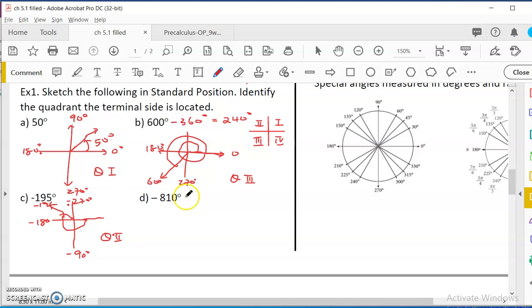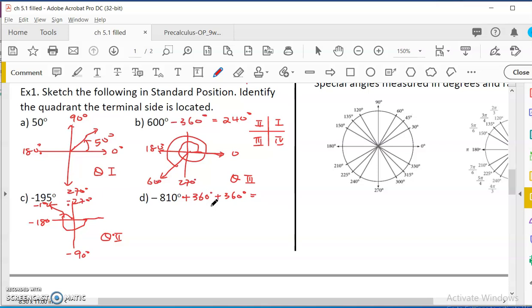Negative 810, that is a lot of negative rotating. I don't know how much I would have to rotate, but I know that if I add 360, that is one negative rotation, right? But this is not between 0 and 360 yet, or 0 and negative 360. So I add another 360. So you just keep on adding until you are within 0 to 360.